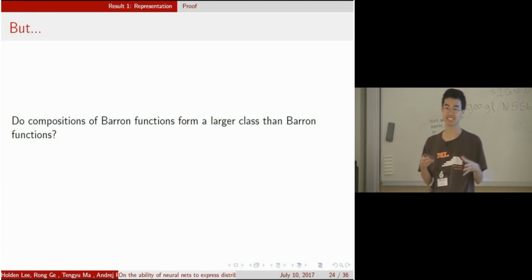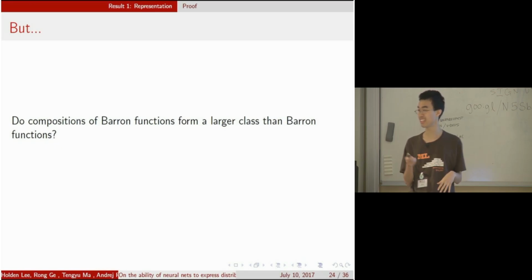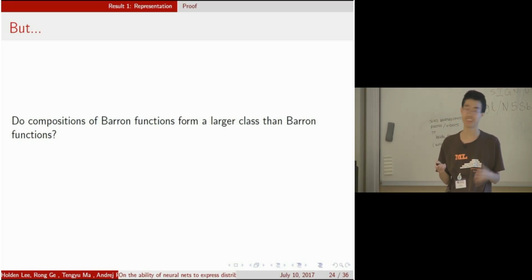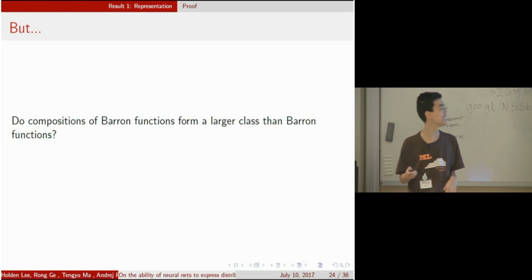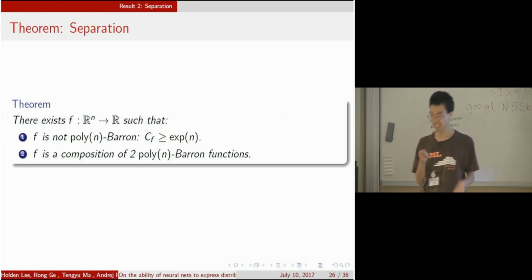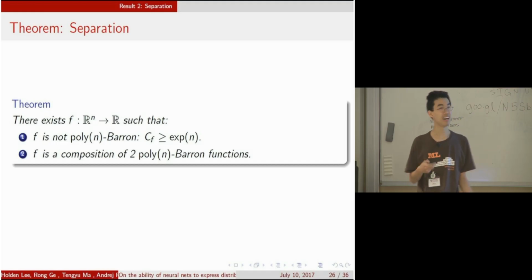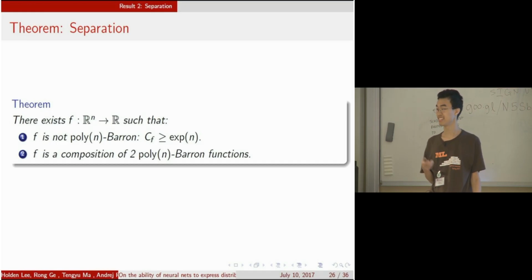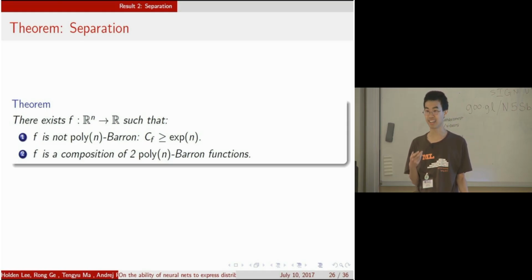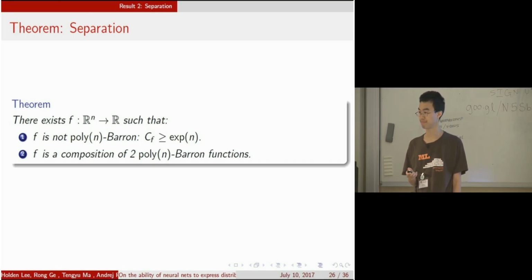Okay. But we can ask, is this theorem a non-vacuous statement? That is, we said something about compositions of Barron functions, but are compositions of Barron functions a larger class than just Barron functions? And the answer is yes, which brings us to our next result on separation. Okay, so our main theorem here is that there exists a function f from Rn to R such that f is not Barron with a polynomial constant, but f is a composition of two functions with polynomial Barron constant.